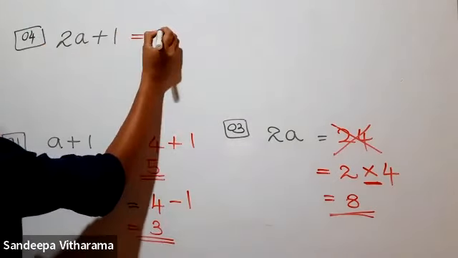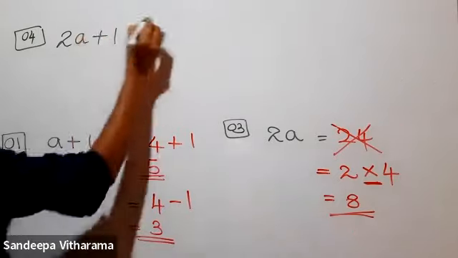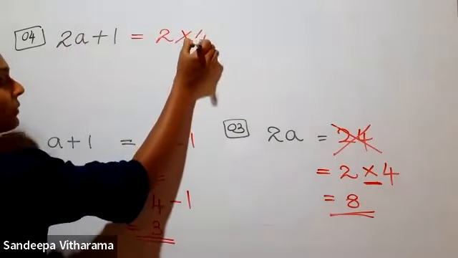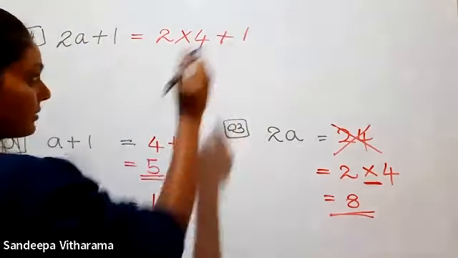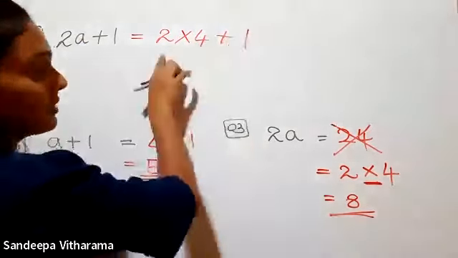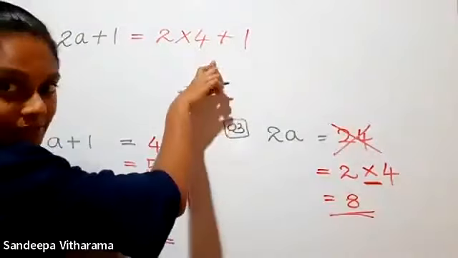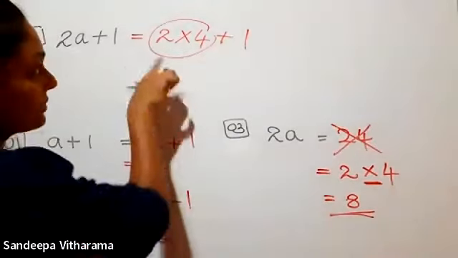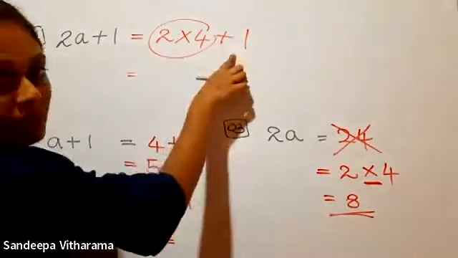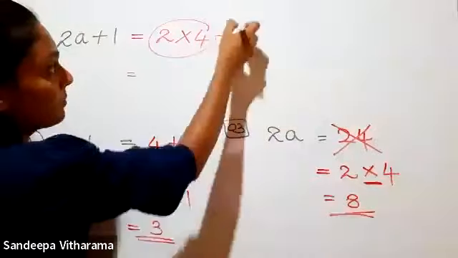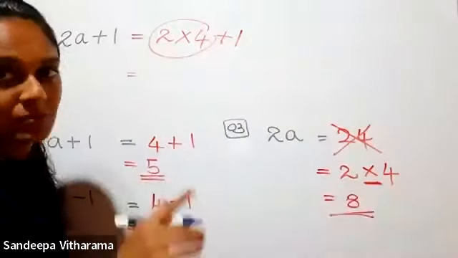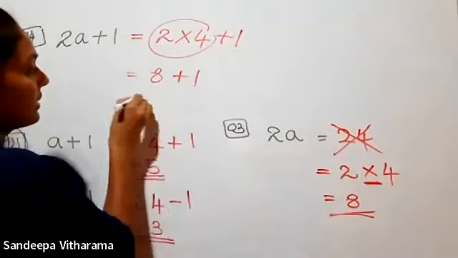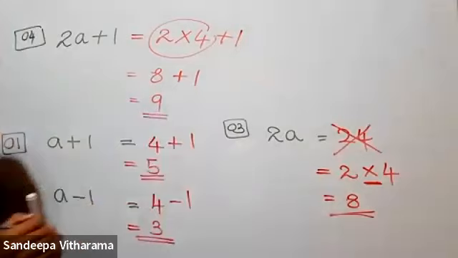Here it is given 2a plus 1. Teacher, 9. Yes, here 2a is 2 multiplied by 4, add 1. Now remember that when we have such an expression, we do multiplication first. It's because we have to give priority to multiplication before addition. So don't add 4 plus 1 and multiply it by 2. It is not correct. 2 times 4 is 8, then add 1. Answer is 9. Okay.